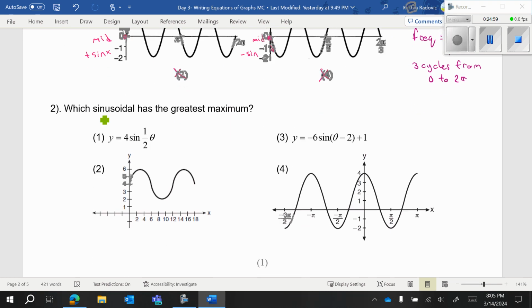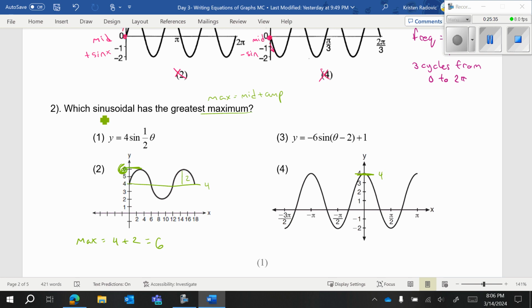If they're asking which function has the greatest maximum, you do need to remember that your maximum is the midline plus your amplitude, right? For example, here, your midline is 4, your amplitude is 2. The max equals 4 plus 2. Where's the middle? How much are you going up by? So the max is 6. Although that was a little silly to do because you can visually see that the maximum is 6. Here, my max is 4.